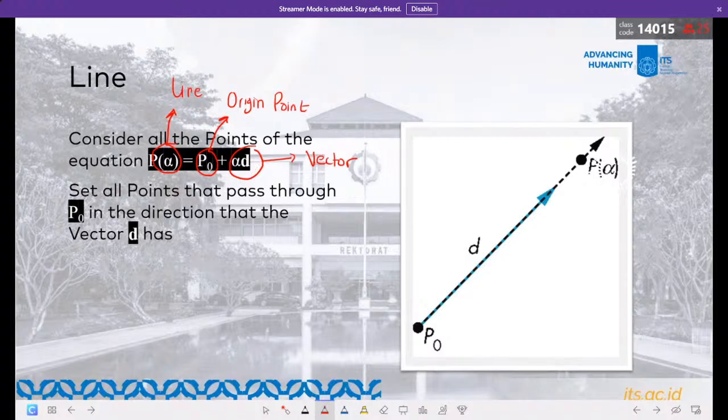And then we would like to set all points, and we will not set the alpha as some particular or specific number, but we just leave it as alpha in this case. Set all points that pass through PO in the direction that the vector D has. Bayangkan Anda punya PO di sini, P0, kemudian set all points. Jadi bikin titik yang melewati yang mulai dari PO ke arah D. D itu yang biru muda ini.